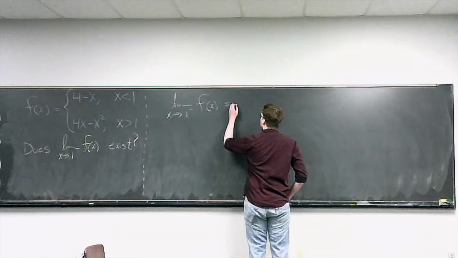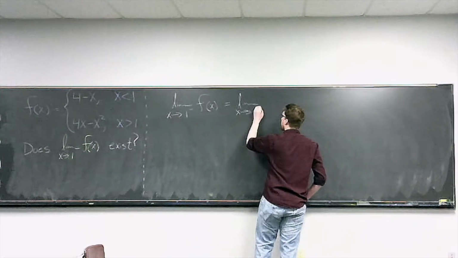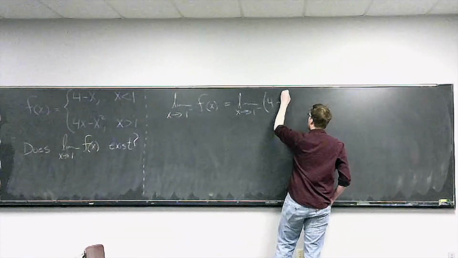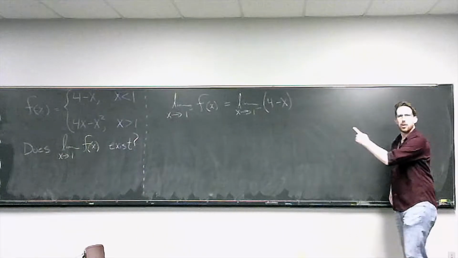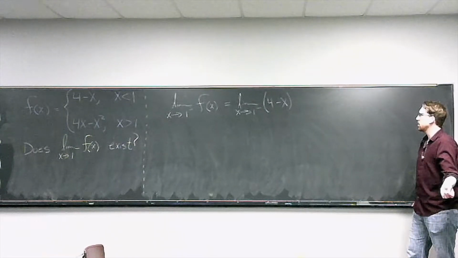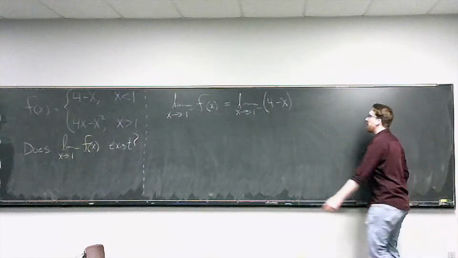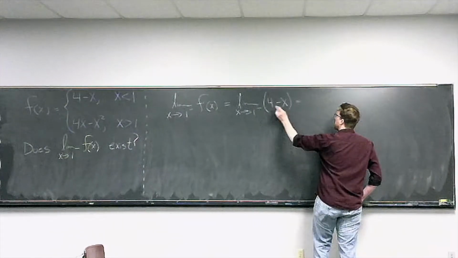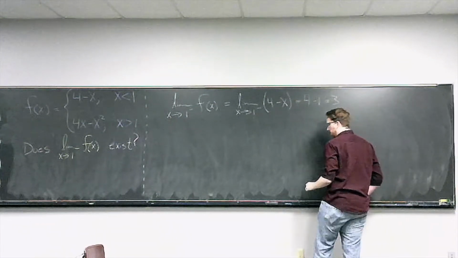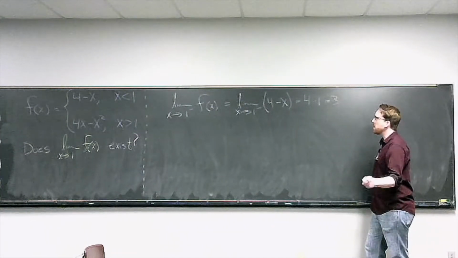So this is like the limit as x approaches 1 from the left of 4 minus x. Well, that's a polynomial, so we can just plug in 1. That's what the rules were telling us in the last video, right? So if that's the case, then this is just going to come out to be 4 minus 1, or just 3. Okay. Well, now we need to show it from the right.